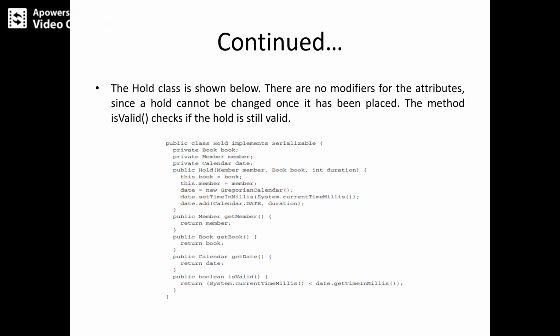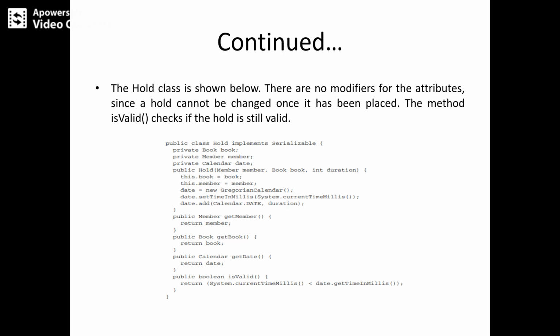Next, we need to check the hold class. The hold class is given below. We'll check it here. There are no modifiers for the attributes here. We need to check this, since a hold cannot be changed once it has been placed. The method is valid checks if the hold is still valid.